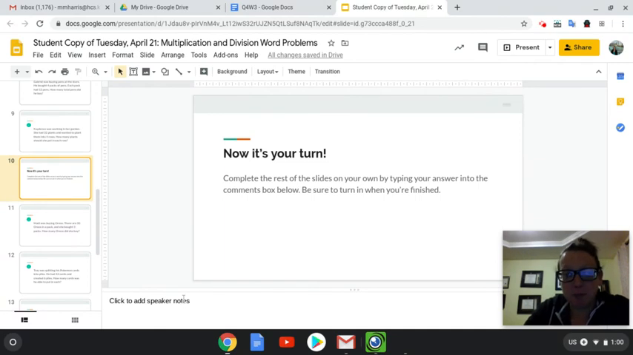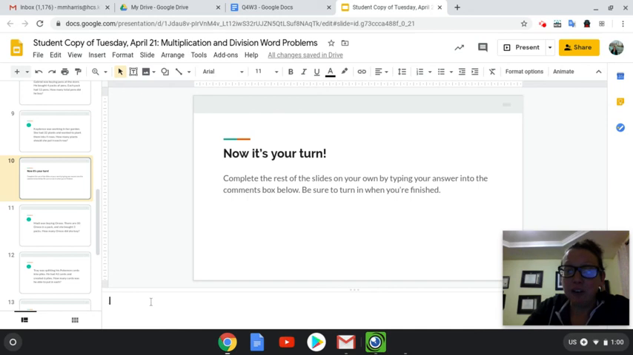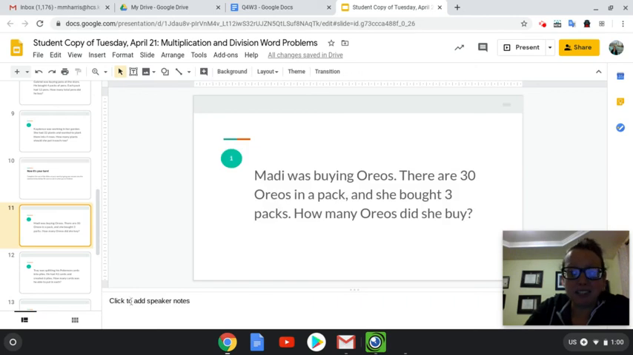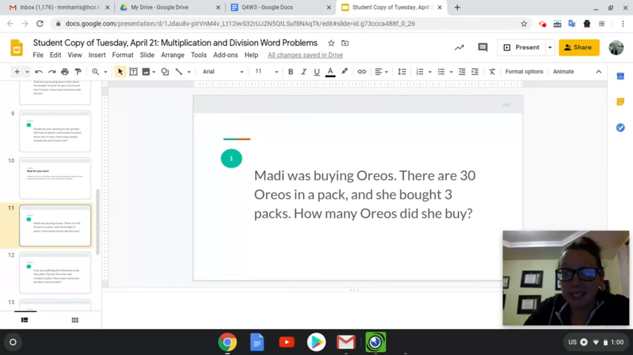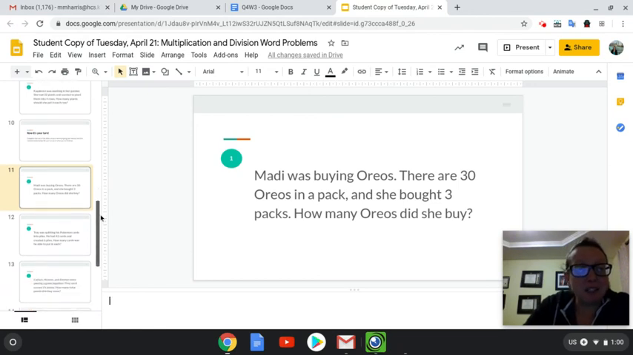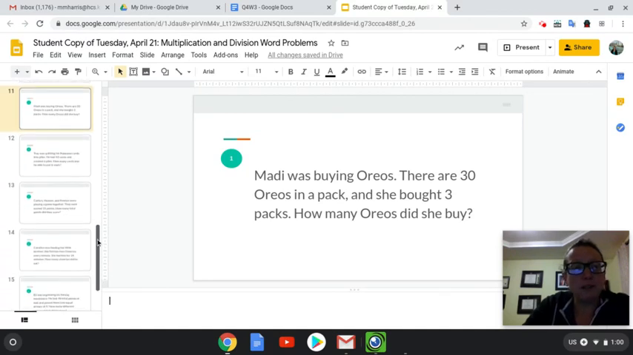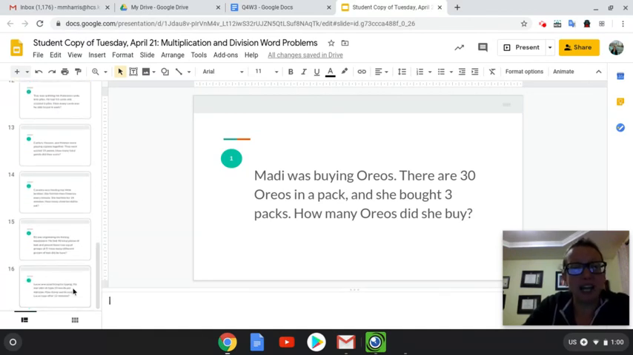So this is the comments box. You can click here and you can type your answer in here. On the actual slide, this is the comments box. This is where you can type in your answer using a complete sentence. So restate the question. That will be part of your grade today as your independent classwork. This will be your independent classwork for today. You will have these 6 questions to answer on your own.